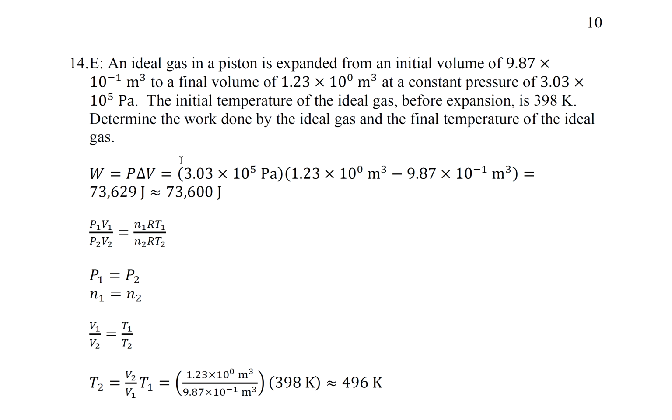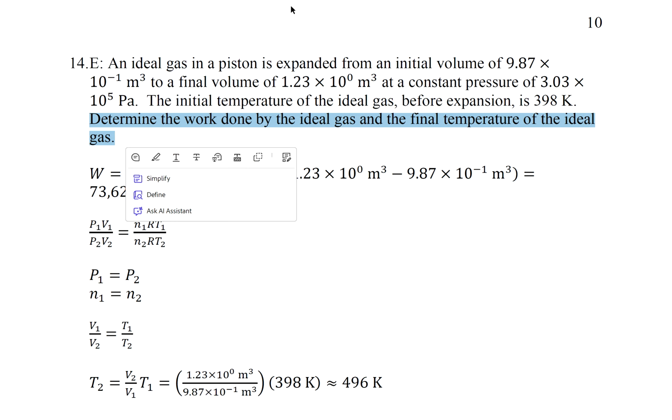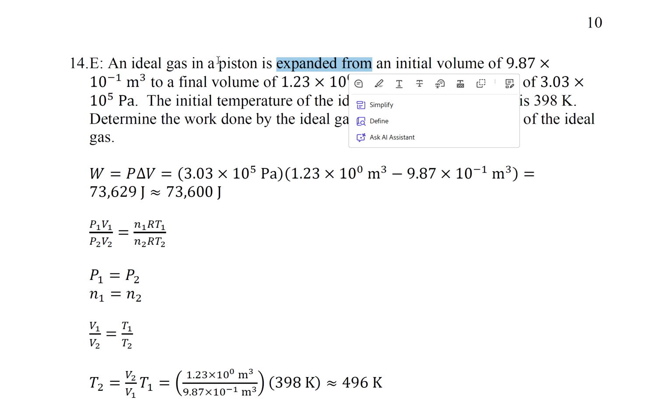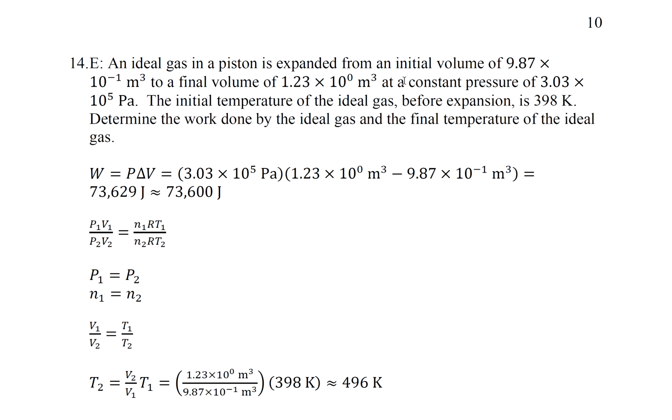So first they want the work done by the ideal gas. It's expanded, so W should be positive. It says constant pressure, so we're going to use this equation. And we know delta V is positive, so W is positive. Then we could use this equation, and we learned this from our previous video about ideal gases, to find the final temperature.